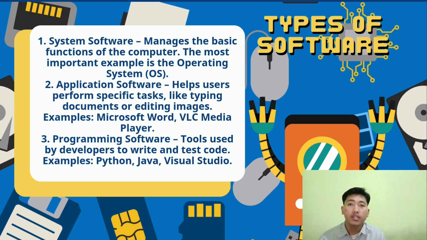There are four types of software. 1. System software. Its job is to manage the basic functions of the computer. The most important example is the operating system, or OS. 2. Application software. Its job is to help users perform specific tasks like typing documents or editing images. Examples are Microsoft Word, VLC Media Player, and others.